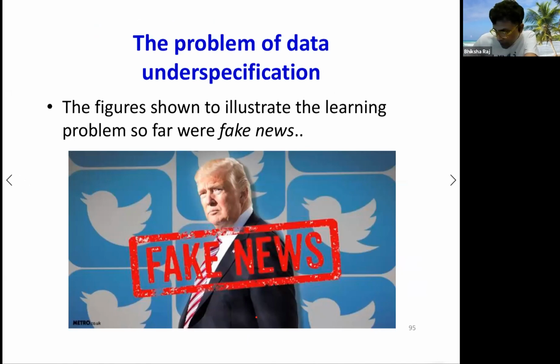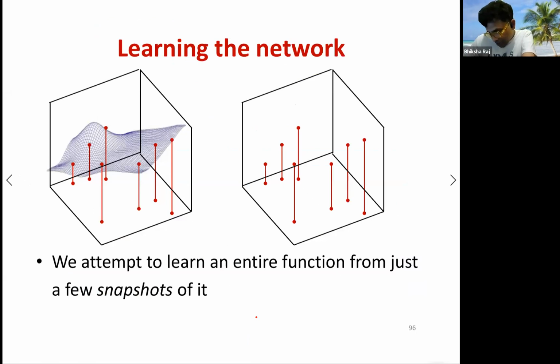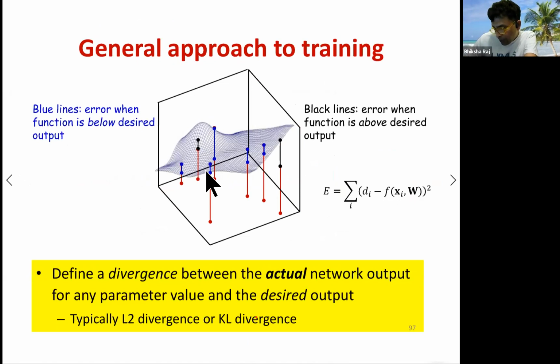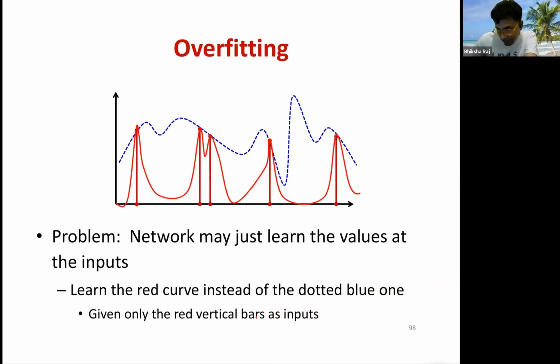Now, in all of the figures that I've given you so far, there was a little bit of an exaggeration. I said that we're going to attempt to learn an entire function from just a few snapshots of the function. The way we did it was that we defined a divergence between the function value at each point and the actual output of the network at each point. And we minimize the average divergence across these training points to learn the network. But that only guarantees that you are able to learn the value of the function at these points, right? It doesn't say anything about what happens outside of the points.